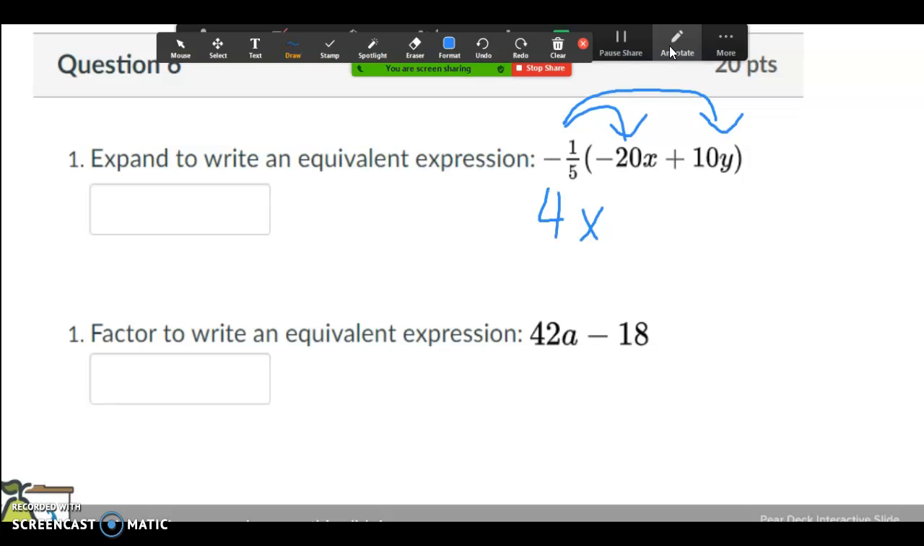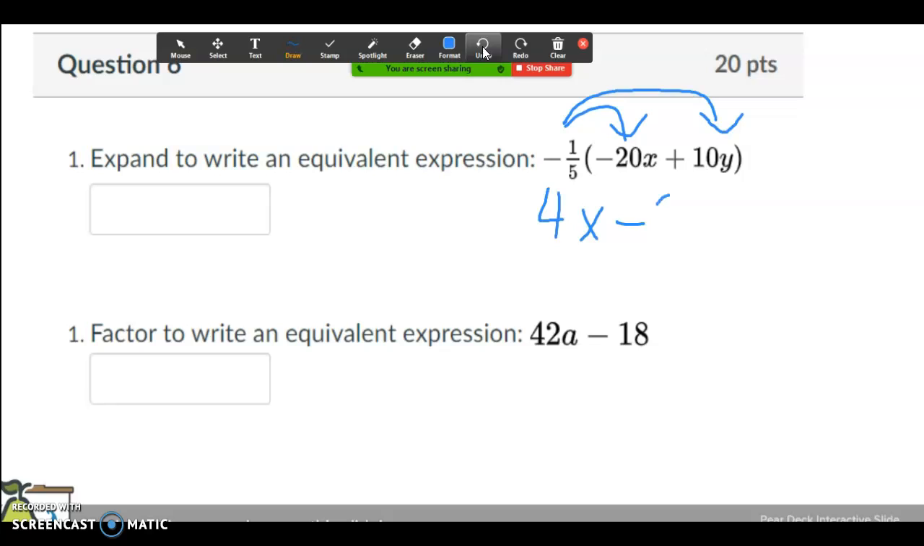Negative 1/5 times positive 10, that's going to be negative 2, or negative 2y. Because multiplying 1/5 by 10 is the same thing as dividing 10 by 5. And 10 divided by 5 is 2. And since it's negative times positive, it stays negative. So 4x minus 2y is going to be our expanded version here.